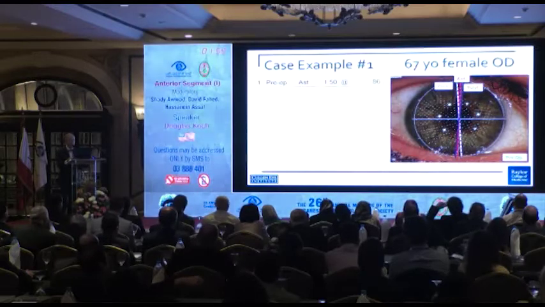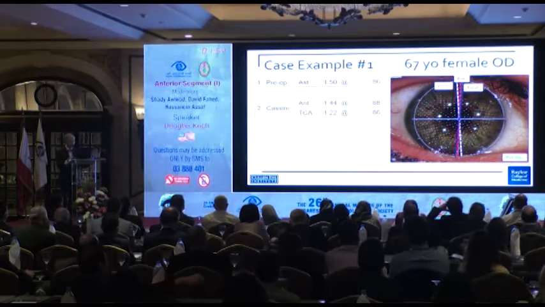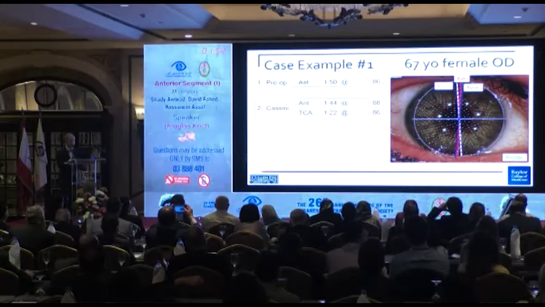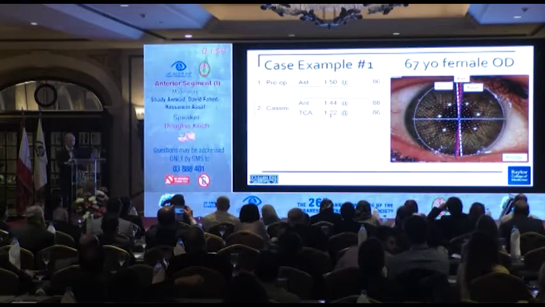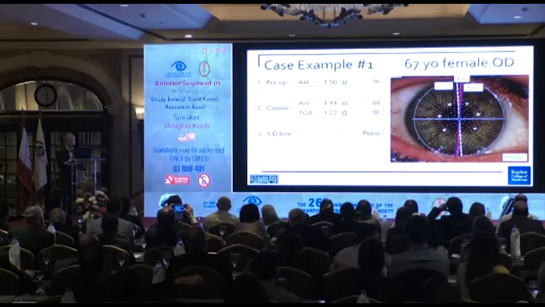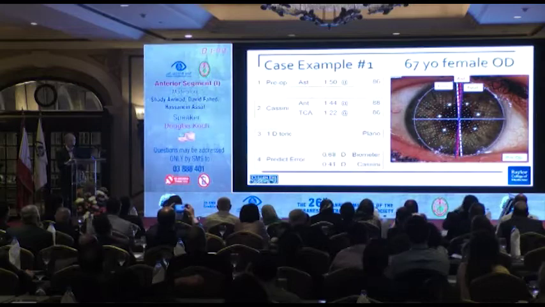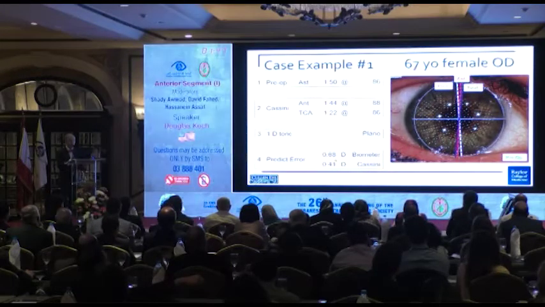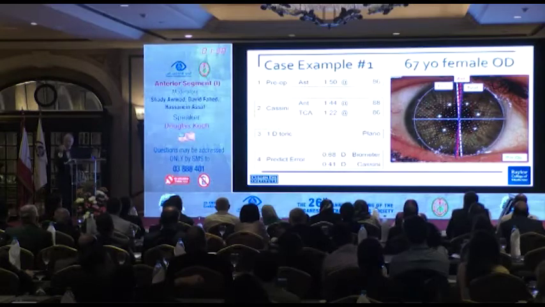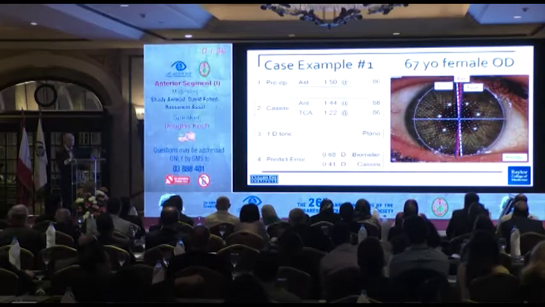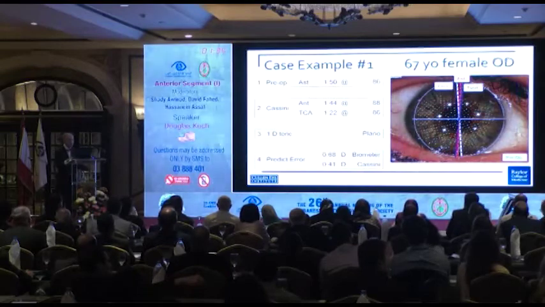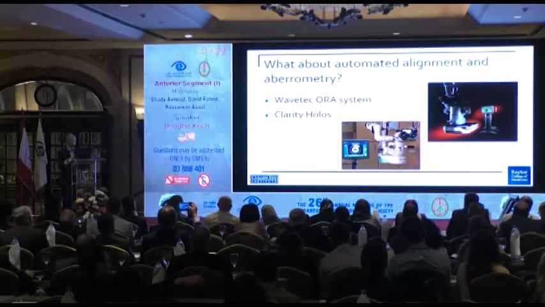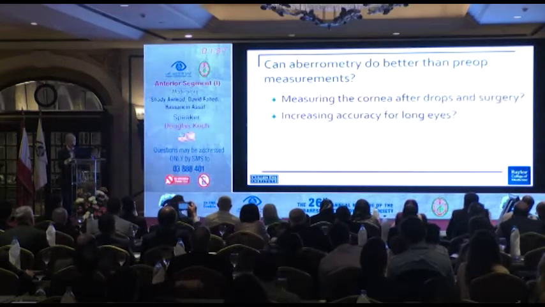1.5 diopters with the biometer. The Cassini values you see here, 1.44 at 88. The total corneal astigmatism is 1.22. A one diopter toric lens was put in with a target of plano, and the predicted error ended up being 0.68 with a biometer and a little bit less with a Cassini. So again, we're just beginning to get little bits of encouraging data that suggest maybe we'll be able to measure these patients. I've mentioned aberrometry earlier.